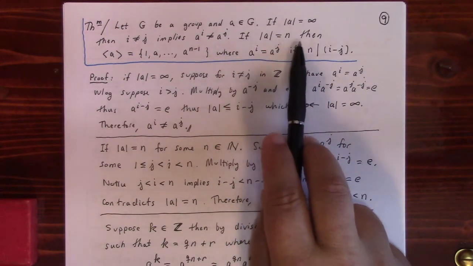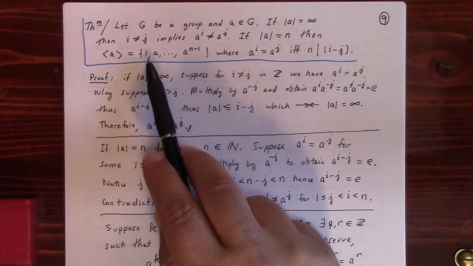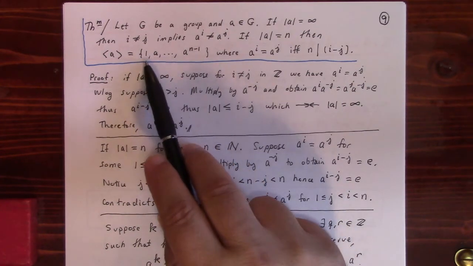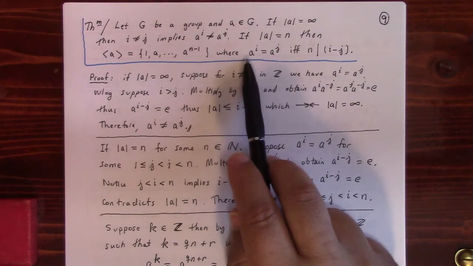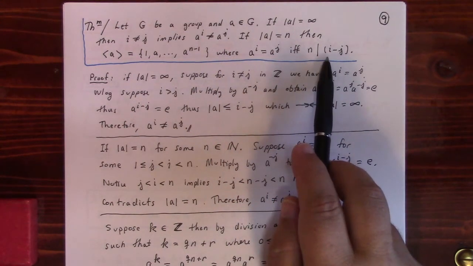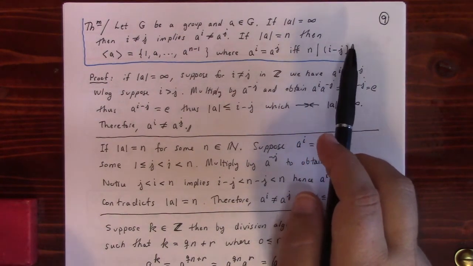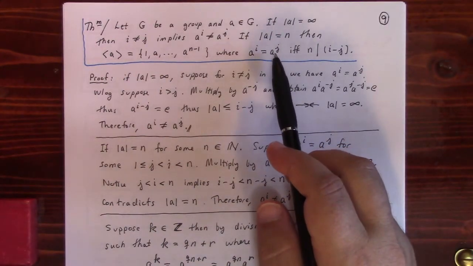Okay, so if the order of a is n, then the cyclic subgroup generated by a is 1, a, ..., a to the n minus 1. What I'm trying to say here is that this is a list. It has n things in it, just n things. And here a to the i is equal to a to the j if and only if n divides i minus j. All right. So we get equality only if i and j differ by a multiple of n.